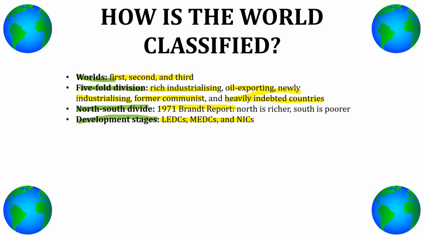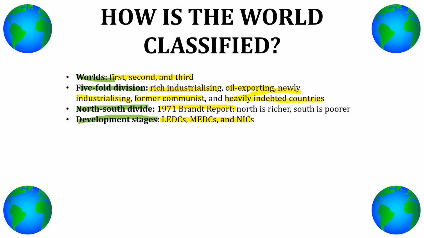Then the next one, we've got the 5-fold division. So rich industrializing, those are the MEDCs, again the UK, for example, the oil exporting countries where exports of oil are dominant, so those such as Saudi Arabia. Newly industrializing countries, those are the NICs, again the NICs, so like China, Brazil, India.